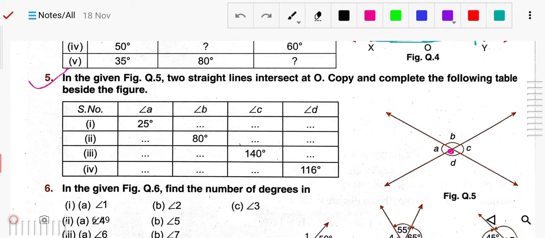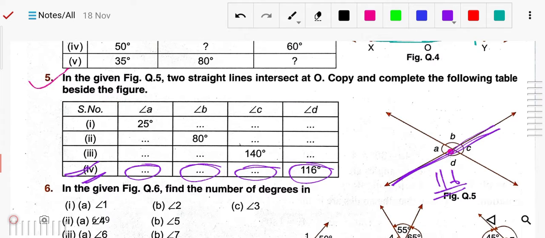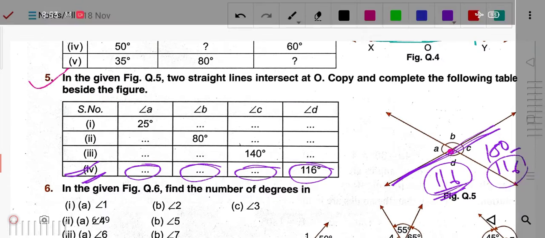You can solve the other questions also by the same method, like question number 4. A is not given, B is not given, C is not given, D is given, which means this part 116 is given. So you can find C using this straight line. You can subtract 180 minus 116, so you will find this angle.